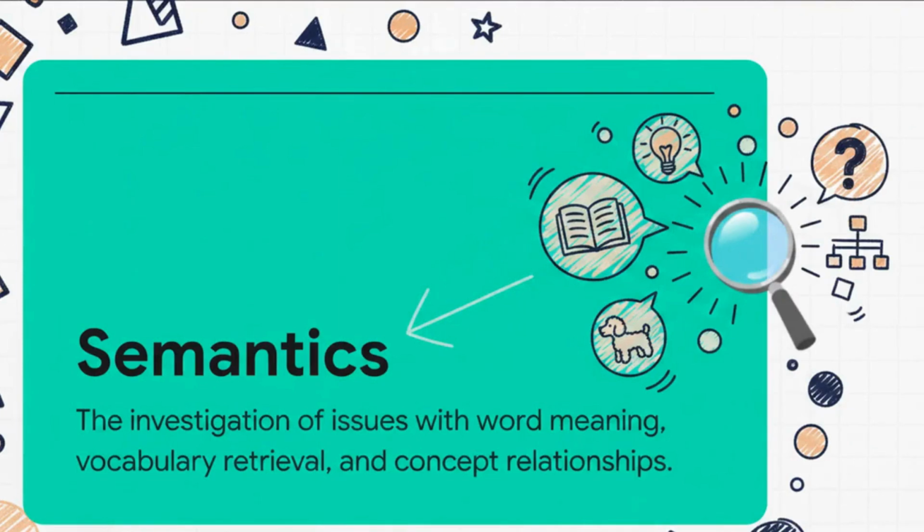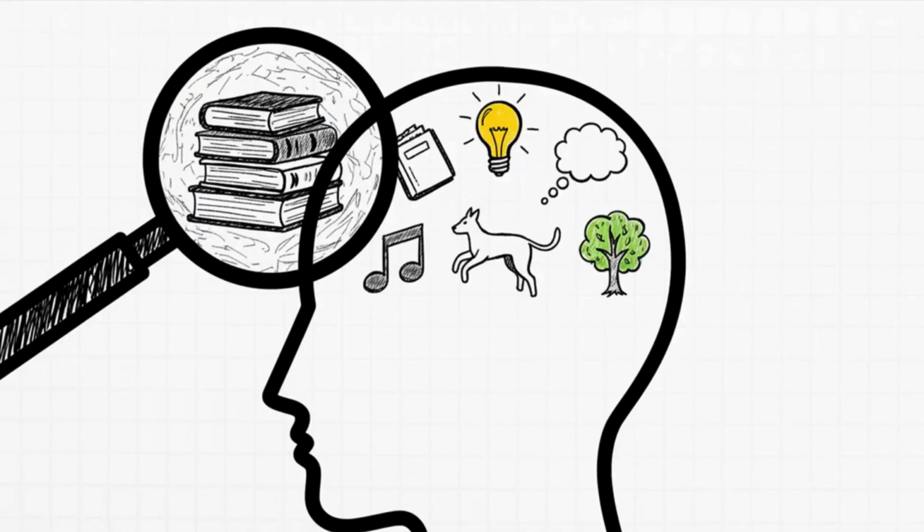Okay, so we've got the structure down. But what about the meaning? That's where semantics comes in. This is the part of the toolkit for investigating problems with vocabulary, like when you're struggling to find just the right word. It also deals with understanding how concepts relate to each other, like knowing a beagle is a type of dog, which is a type of animal. Exactly. So if those last tools were about the how of language, semantics is all about the what.